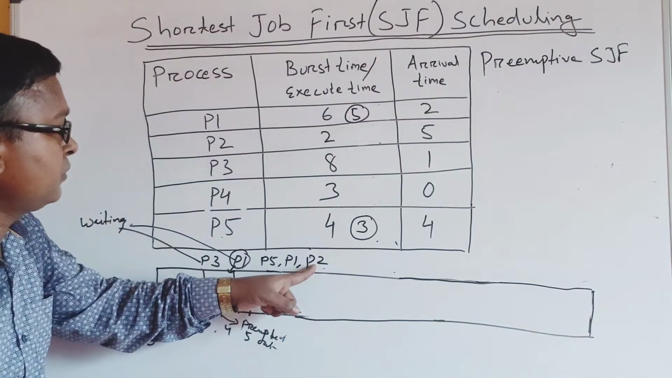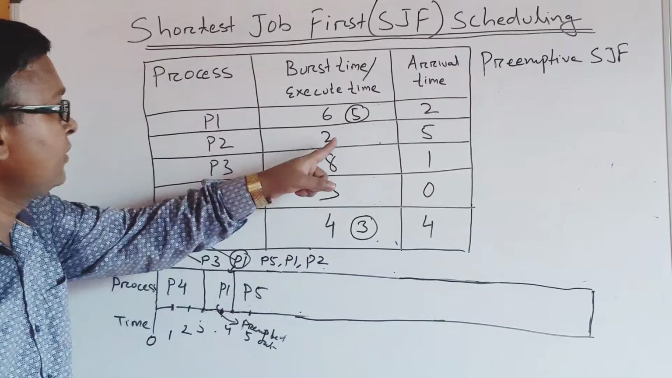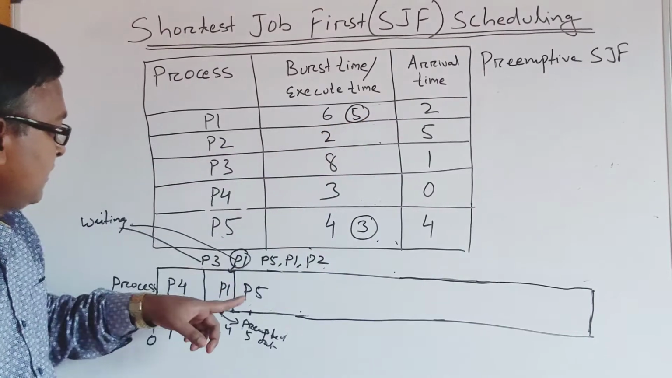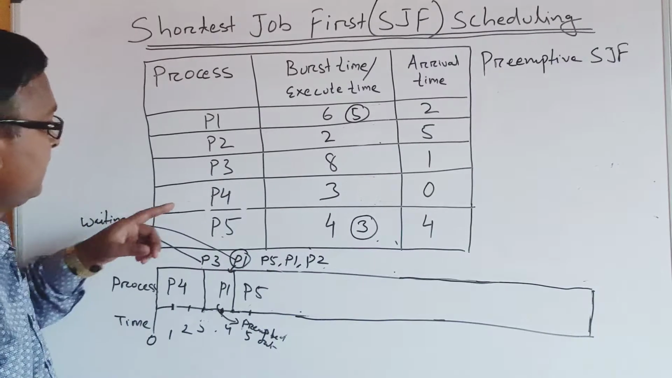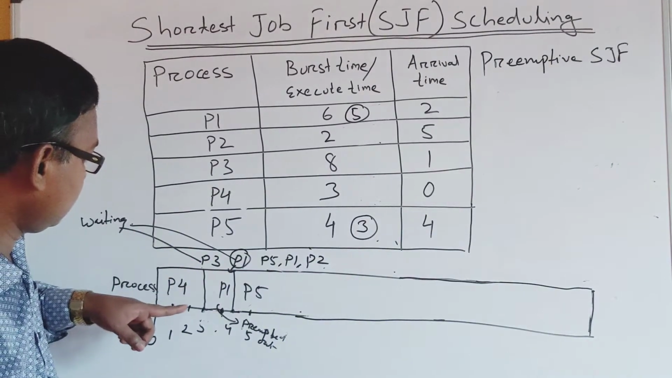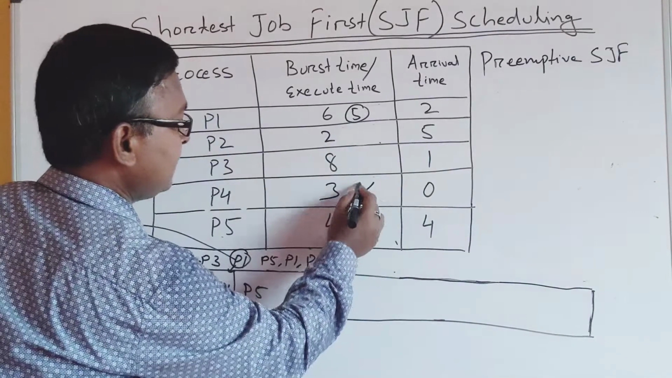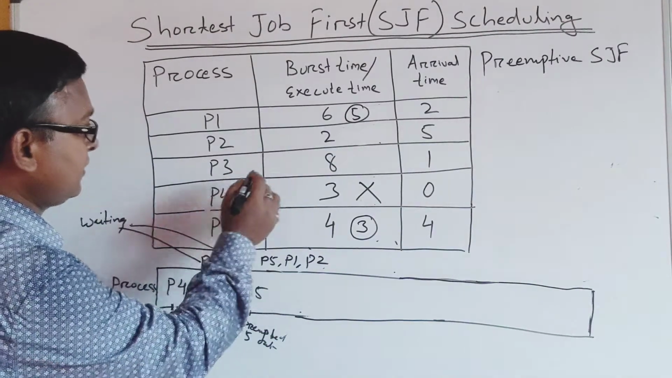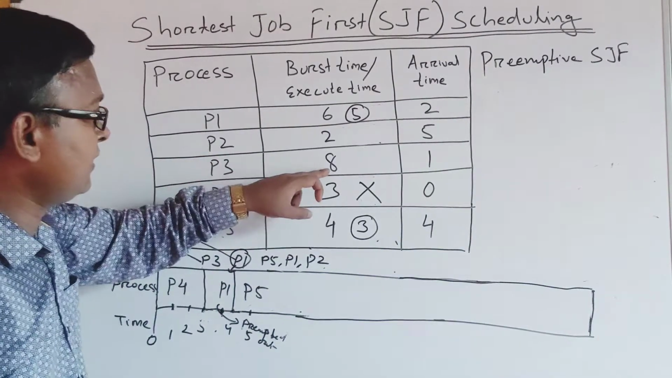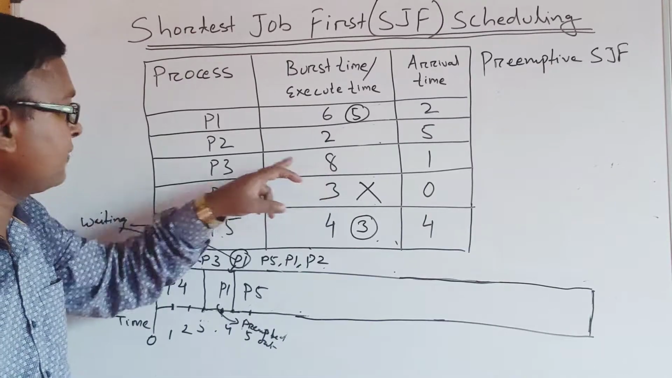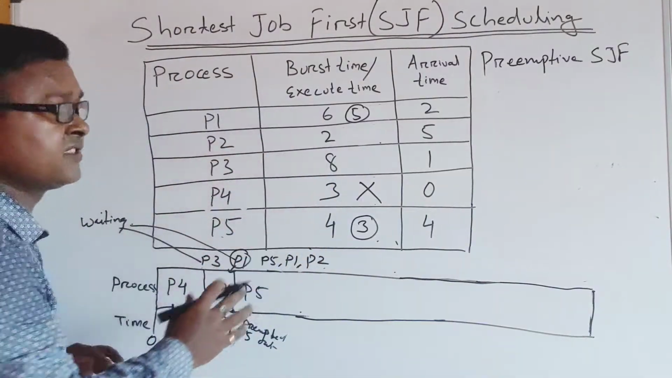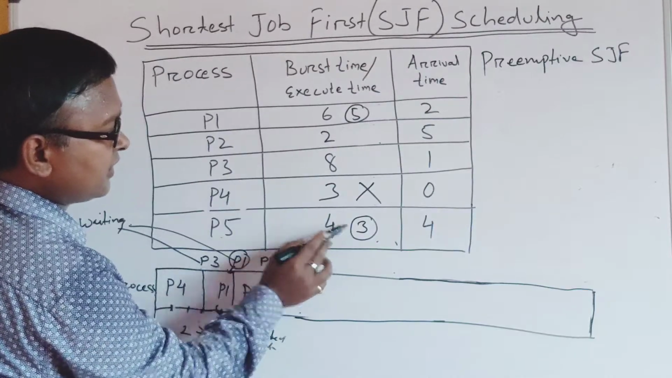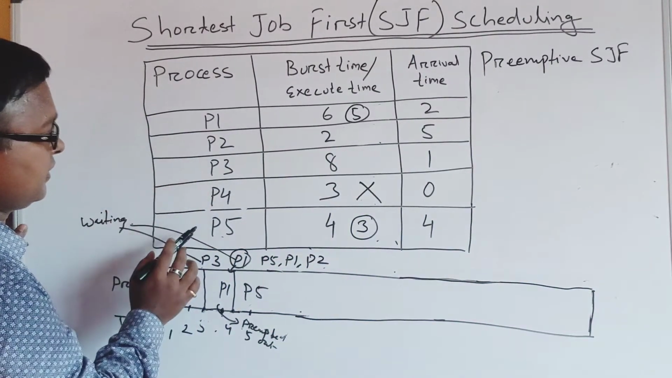What is the total execution time? P2 has 2 units of time. P1 has how much? 5 units are left. Then P5 has 3 units. P4 has already completed its execution. Next, P3: 8 units of time are required for completing its execution. Right now, which one is the shortest job? Is it 5, 2, 8 or 3? P1, P2, P3 or P5.